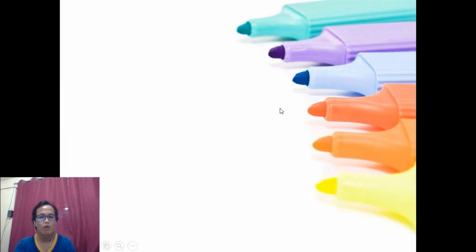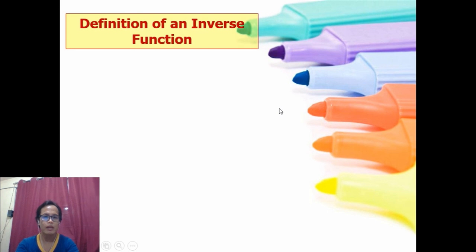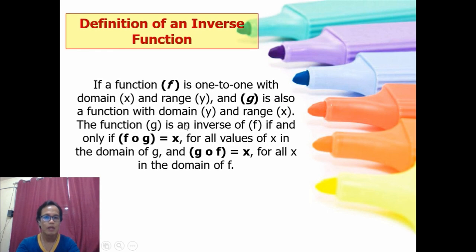Okay. Unsa man, how do we define an inverse function? To define an inverse function, if f and g are functions, then we can validate na kining f and g are inverses if the composition of f and g is equal to x, unya ang composition sa g of f is also equal to x.